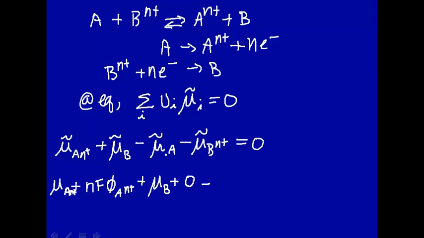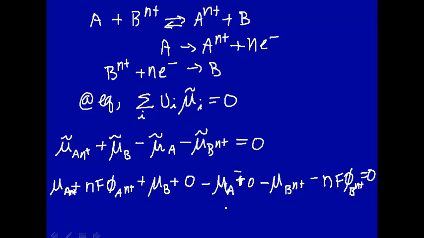Now let's do the reactants here. This would be the chemical potential of A minus 0 because A is not charged, minus the chemical potential of Bⁿ⁺, minus, again, n electrons being transferred times the Faraday constant times the potential arising because you have Bⁿ⁺. All that has to equal 0.